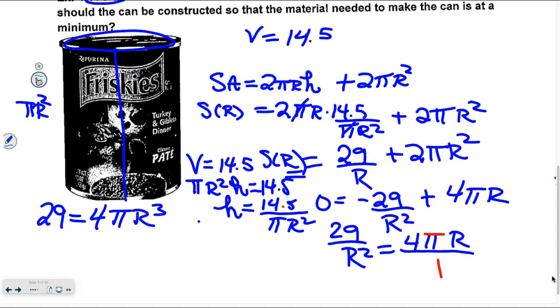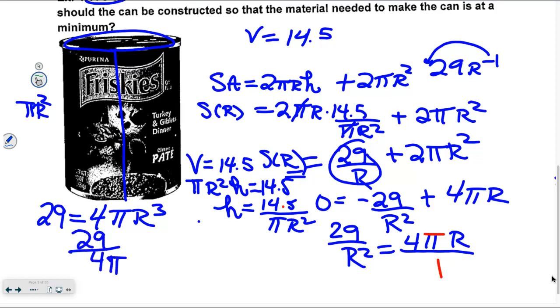Where did you get the r squared on the bottom from? Taking the derivative of 29 r to the negative first. I brought that over. And then I knocked that down to a negative 2, and then I shoved it in the basement. You're welcome. All right, so now I'm going to divide by 4 pi because it's a number. That'll give me r cubed.